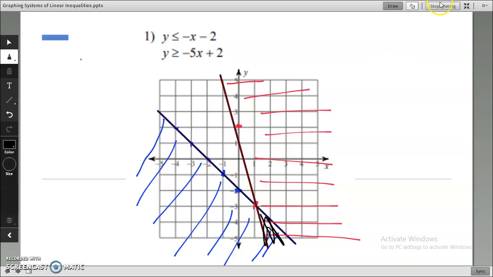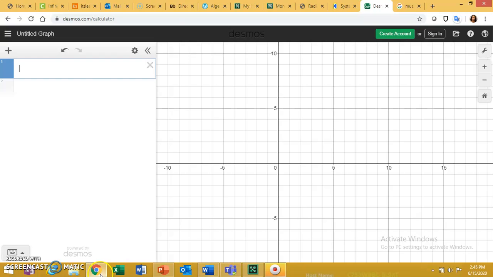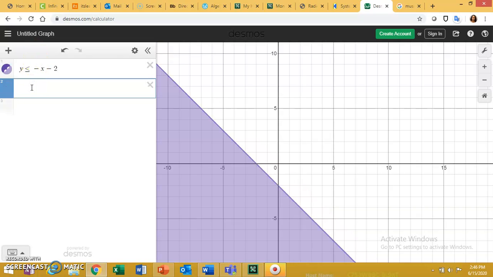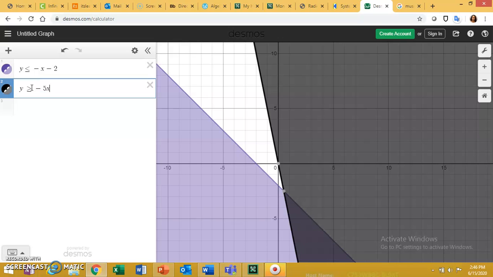Let's use some technology to help us. So I'm going to put this on my free graphing calculator at desmos.com. So I'm going to go here. Oops, I did something horrible. I'll fix it in a second. So we have y is less than, then I'm going to hit the equal to sign, negative x minus 2. So there's my graph there. Then I have y is greater than or equal to negative 5x plus 2. And again, they just have that little section right there where they both overlap. Okay? Little section where they both overlap.